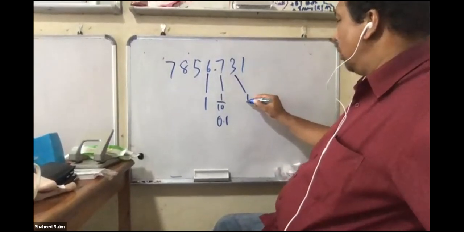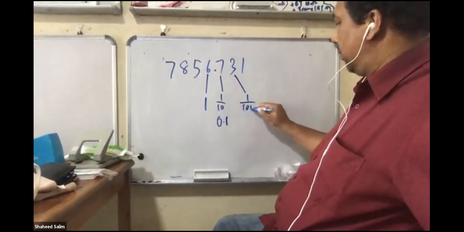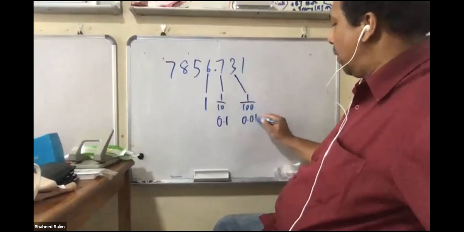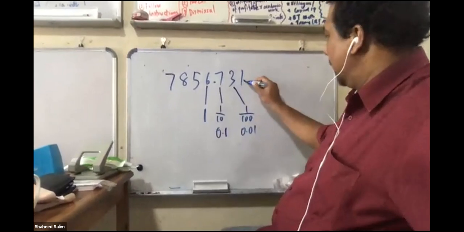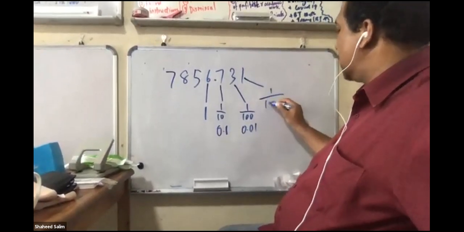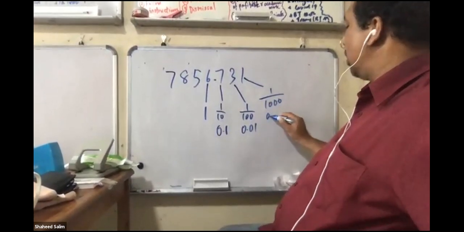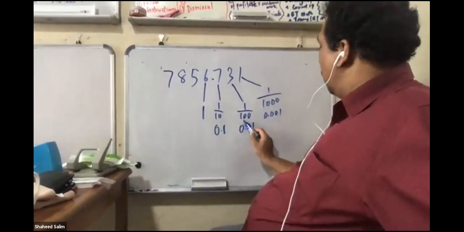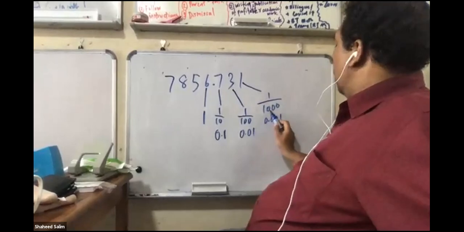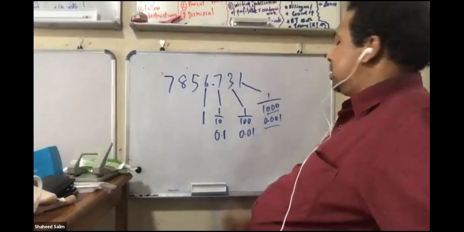This one is 1 over 100. It's the same as 0.01. Same thing. Next one is 1,000. 1 over 1,000 is the same as 0.001. How do you know? 1 over 1,000 has 3 zeros here, and 0.001 has 3 zeros here. Look at the pattern.